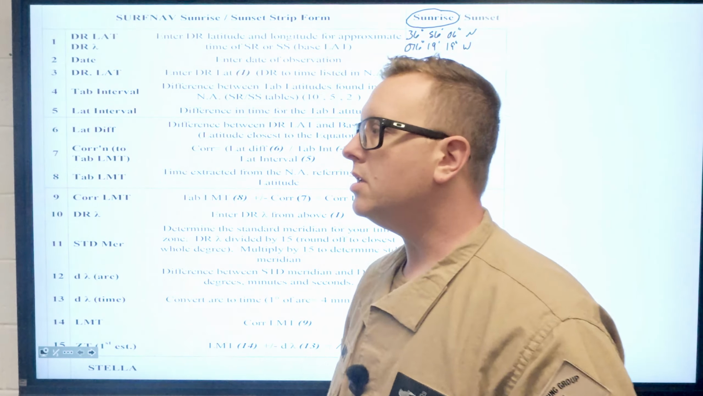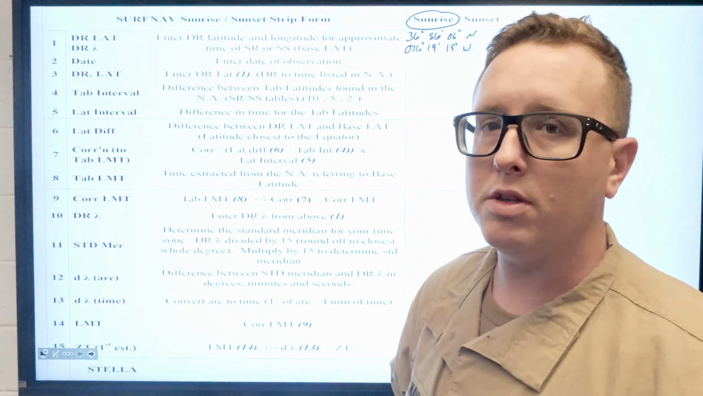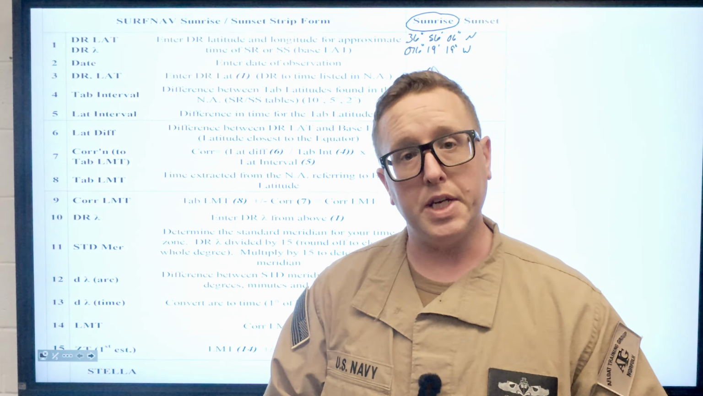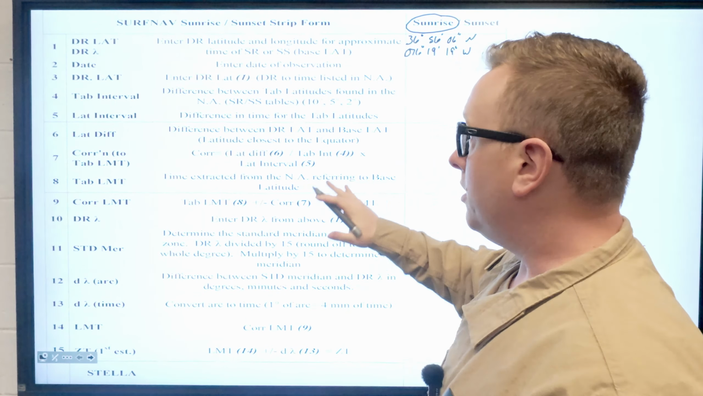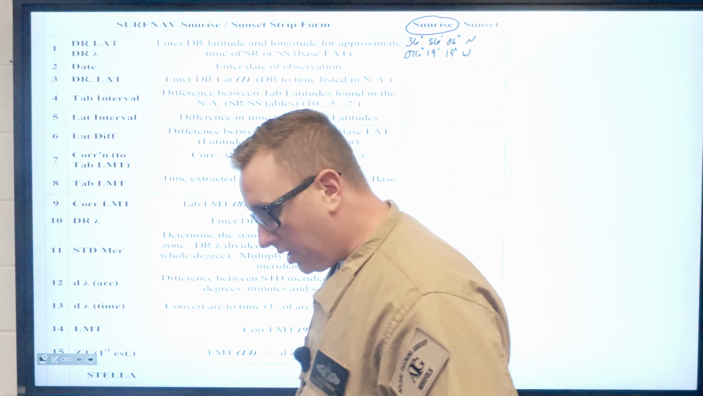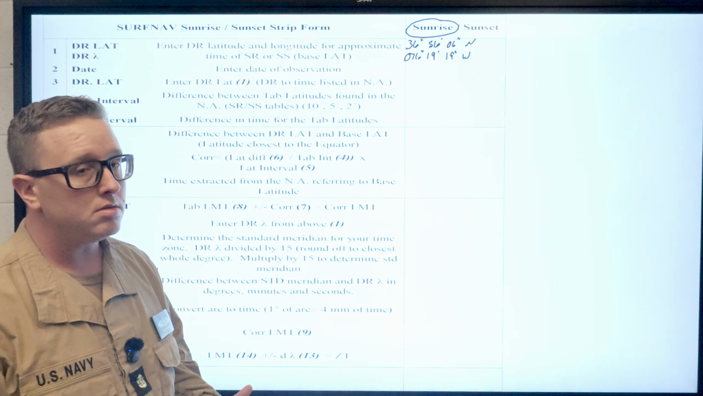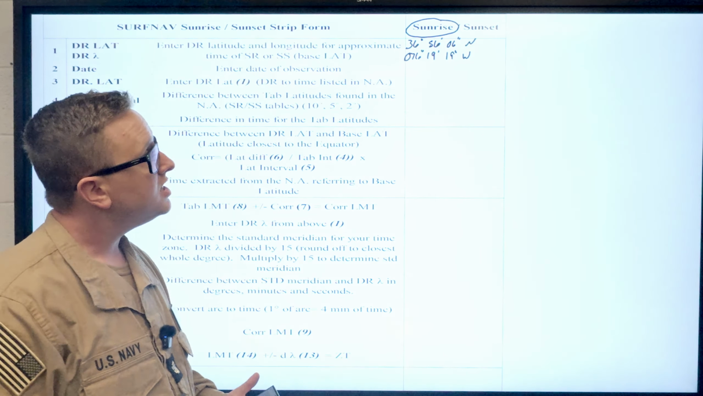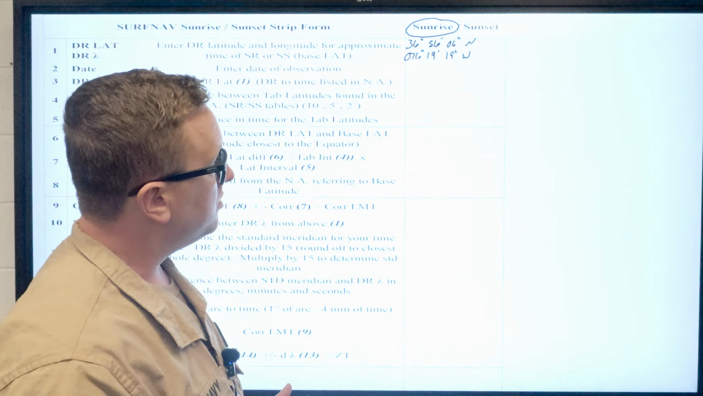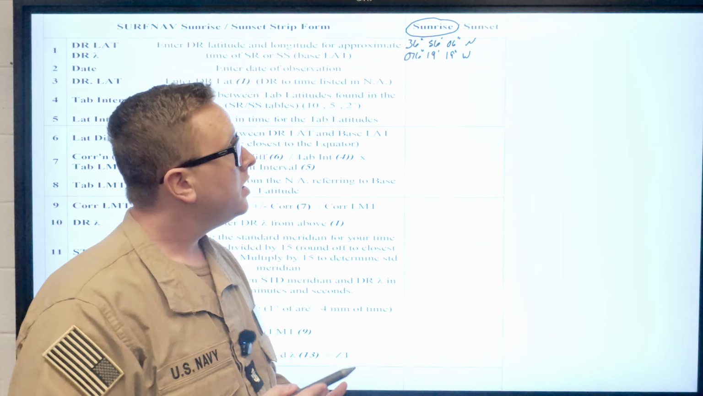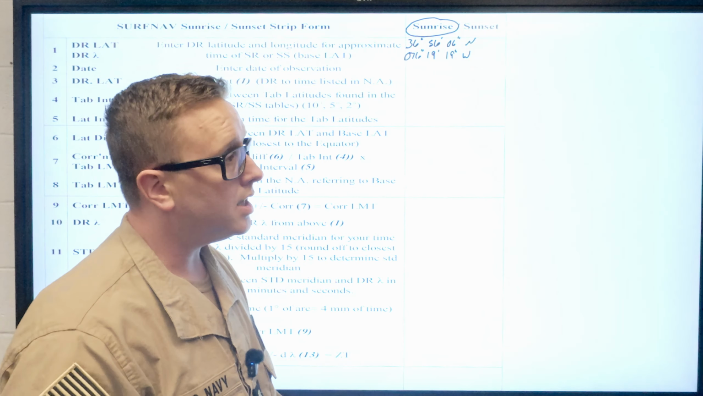I'm QMC Simpson, and today we're going to go over sunrise on a given day. So right now, I have the latitude and longitude. It'll be 36 degrees, 56 minutes, 06 seconds north, and longitude will be 076 degrees, 19 minutes, 19 seconds west.